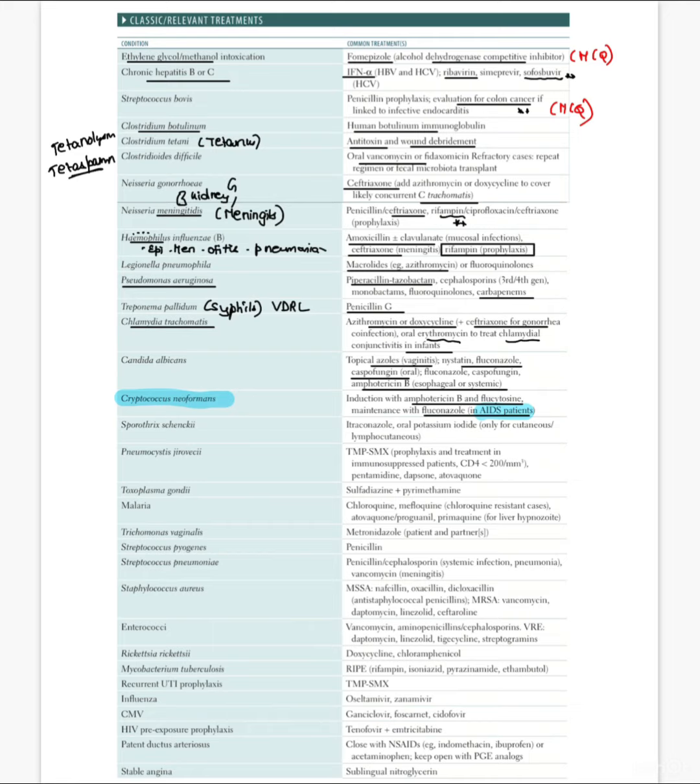Then Sporothrix schenckii, which is basically the rose gardener's disease. Here you will see a sporotrichoid pattern in the photo image given, and potassium iodide is used as treatment. Also itraconazole and oral potassium iodide. Again, this is important. Then Pneumocystis jirovecii.